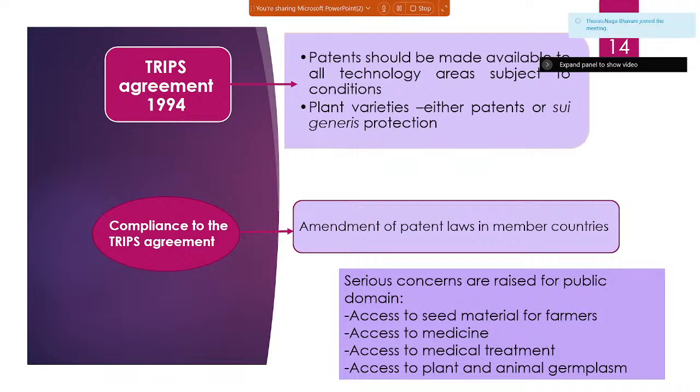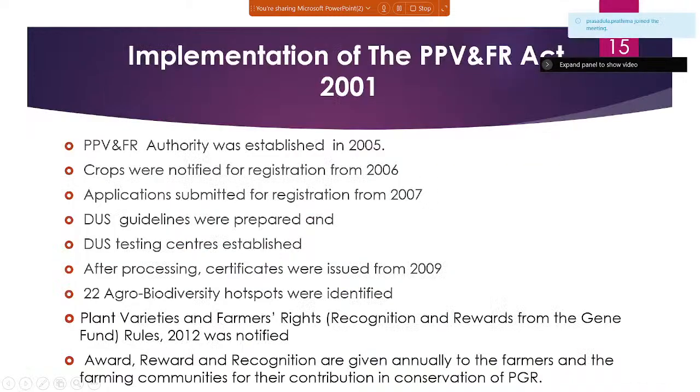But when this was introduced, there were serious concerns raised for the public domain, because of access to the seed material for farmers, how the farmers get access to medicine, access to medical treatment, access to plant and animal germplasm. So these were the concerns that were raised at that time. The Protection of Plant Variety and Farmers' Rights Act came in 2001 in India.